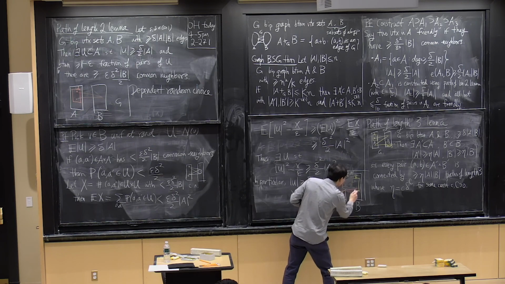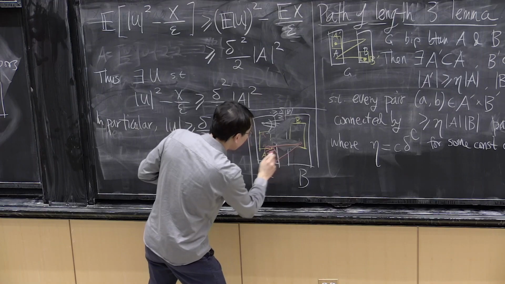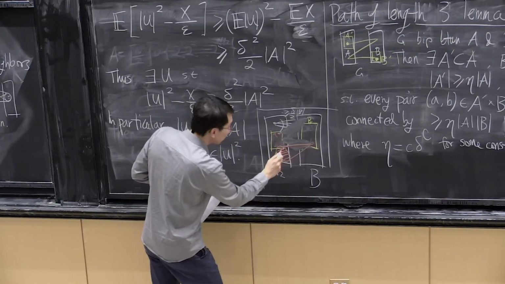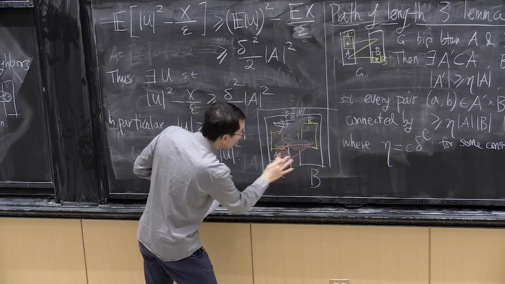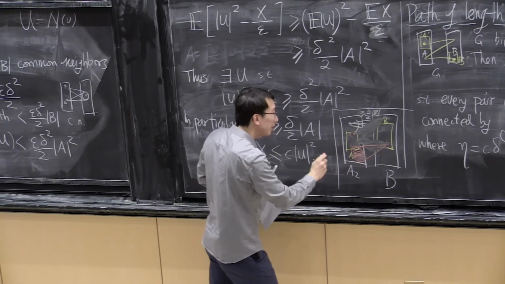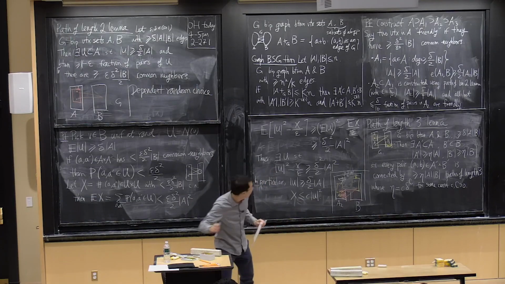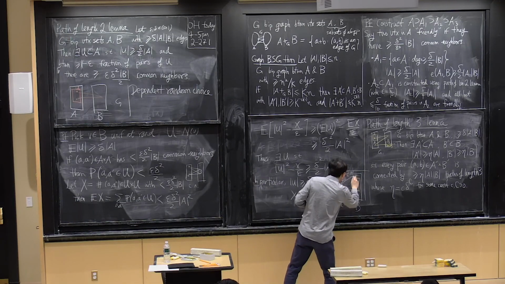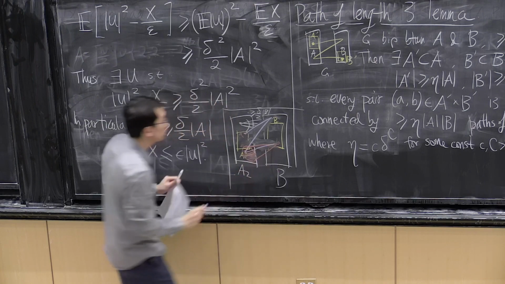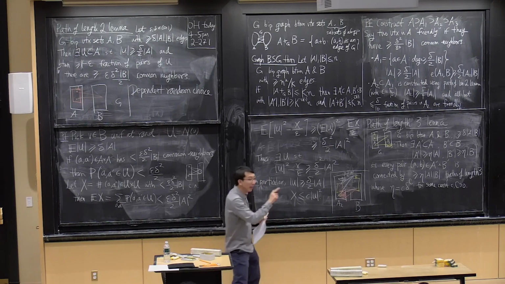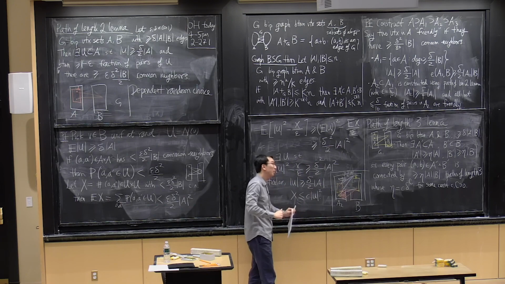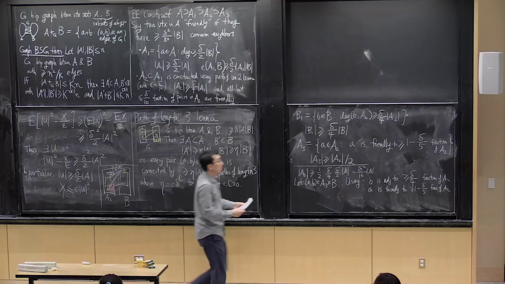So B is adjacent to a large fraction of A2. And A here is friendly to some part of the neighbors of B. So you can complete paths like that. Yeah, so only the starting and ending points have to be in A prime and B prime. Everything else can go outside of A prime and B prime. Yeah, thank you.